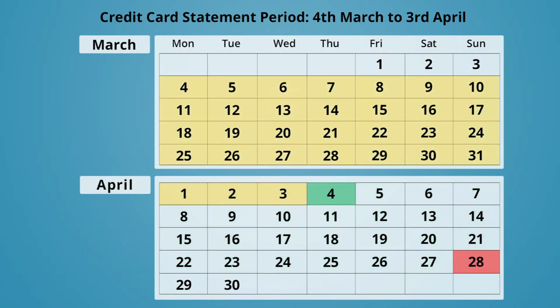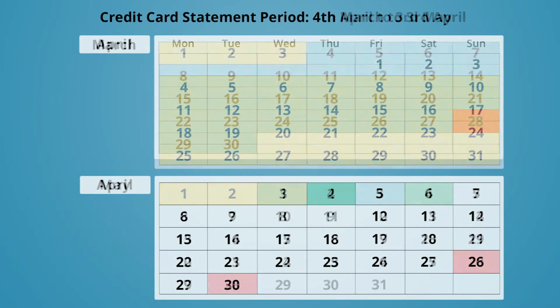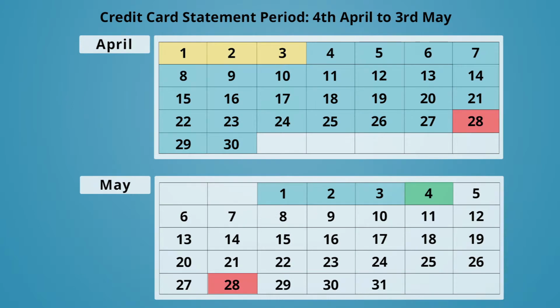If I make a purchase on the 4th of April, it falls outside that statement period highlighted in yellow. So we move on to the new statement period, which I've highlighted here in blue, from the 4th of April through to the 3rd of May. And that has a new payment date as well, of the 28th of May.